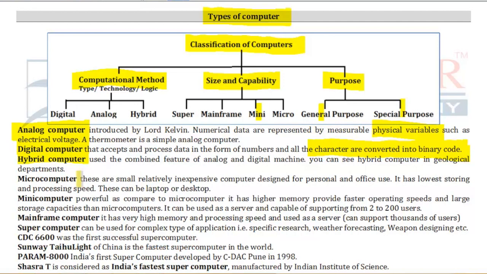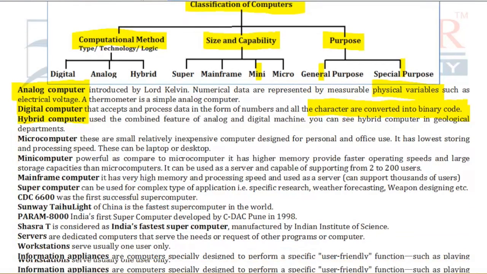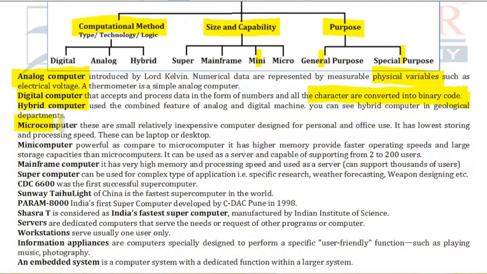Then after hybrid, let's move on to the classification based on size and capability. Now here we have microcomputers. They are small and inexpensive computers and they are designed for personal or office use. You are using microcomputers in the form of laptops or desktops. Before microcomputers, there were mini computers. They are powerful as compared to microcomputers and they can be used as servers and are capable of supporting 2 to 200 users.